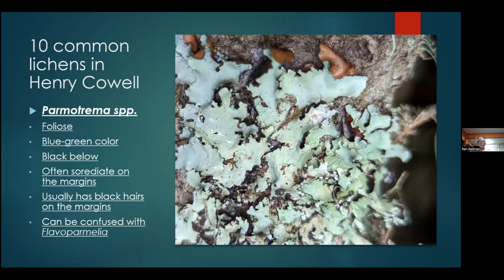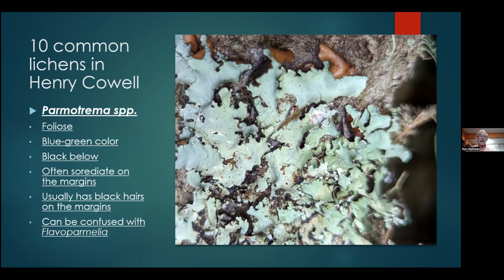Now, here's Parmotrema, which can be easily confused with the last one. It's also foliose, but it has this kind of little blue-green color to it. It's also black below. It also is often serrated on the margins, but it usually has little black hairs on the margins called cilia. You can see them up here and here and here. And that tells it apart from the Flavoparmelia immediately, which does not have those little hairs.